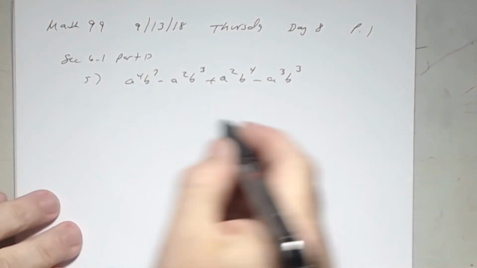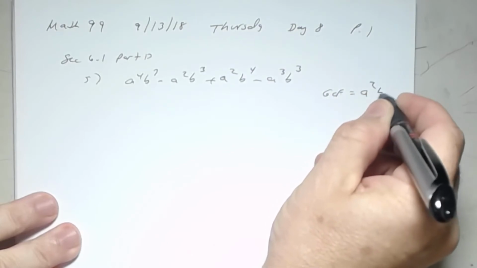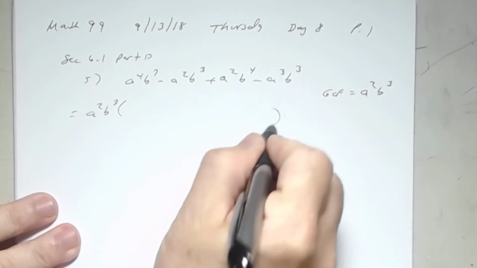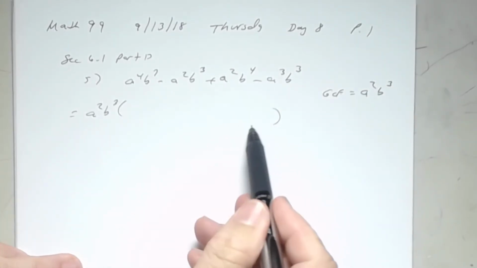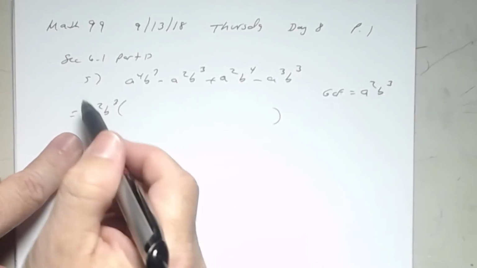All right. So your GCF is a squared b cubed. So then you're going to put that in front. Now I have 4 terms here. You have 4 terms here. All right. So you're going to use the FOIL method, the distributive property.